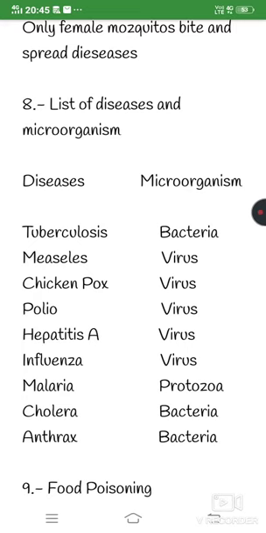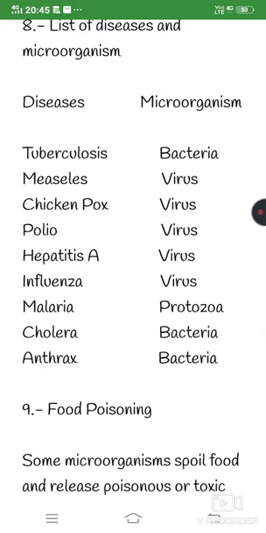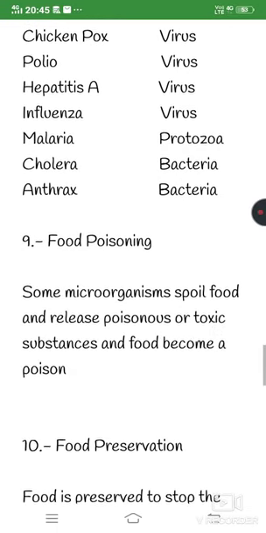So antibiotics don't work on them, okay? So let's move on. Malaria is spread by protozoa, okay? And cholera is spread by bacteria and anthrax is also spread by bacteria. Let's move on to another thing. It is called food poisoning.